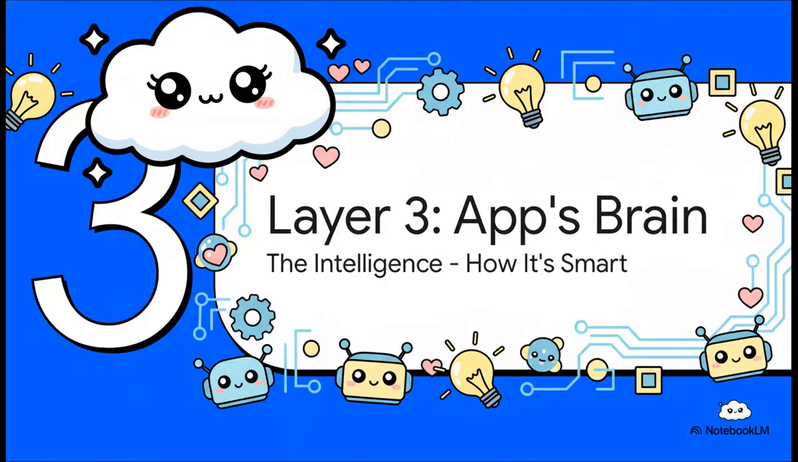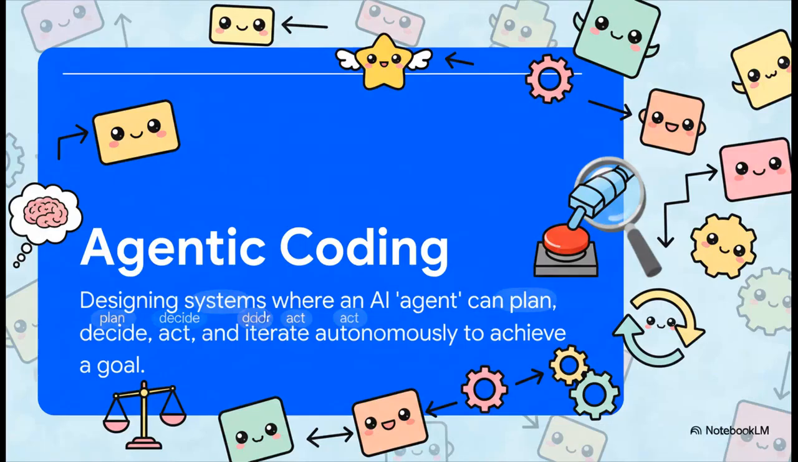Okay, so we've got our tools to build, and we've got the structure for our app's logic. Now we get to the really, really exciting part, layer 3, your app's brain. This is where we go from a predictable machine to something that feels genuinely intelligent. This is how we make it smart. And that brings us to this idea of agentic coding. The keywords here are everything: plan, decide, act, and iterate. And the most important word of all, autonomously. We're not just following a fixed flowchart anymore. We're designing a system that can actually think for itself to get to a goal.